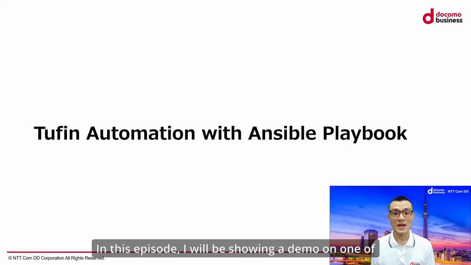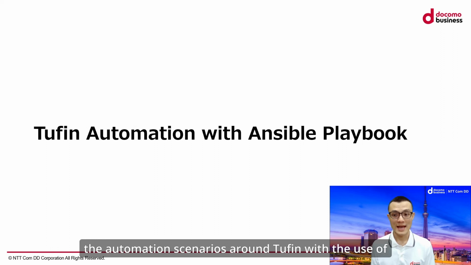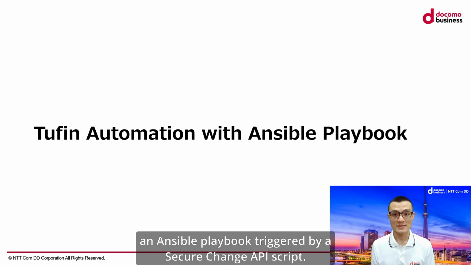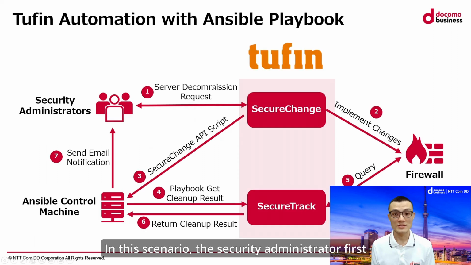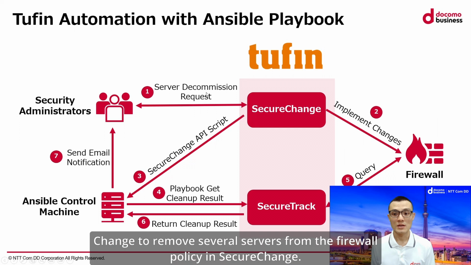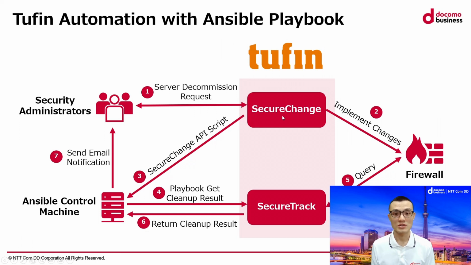In this episode, I will be showing a demo on one of the automation scenarios around Tufin with the use of an Ansible playbook triggered by a Secure Change API script. In this scenario, the security administrator first raised a server decommission request via Tufin Secure Change to remove several servers from the firewall policy in Secure Change.